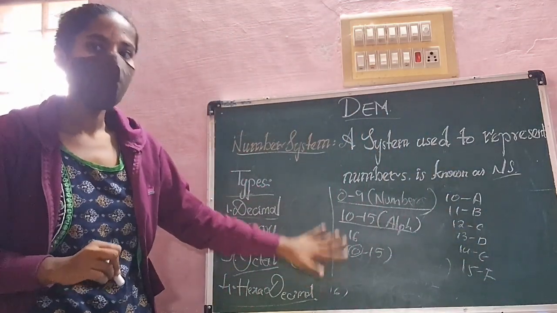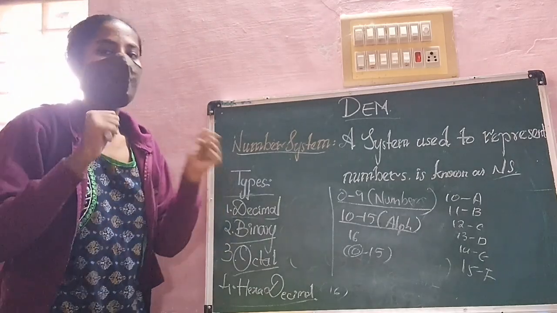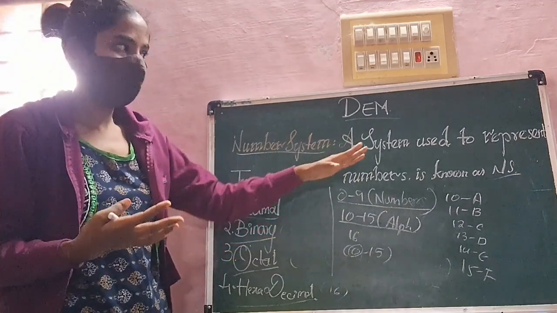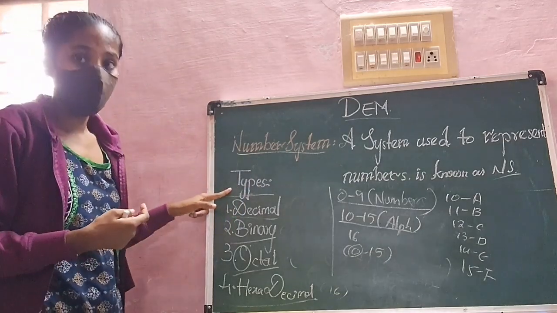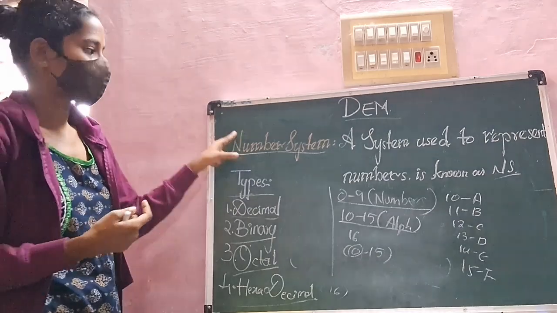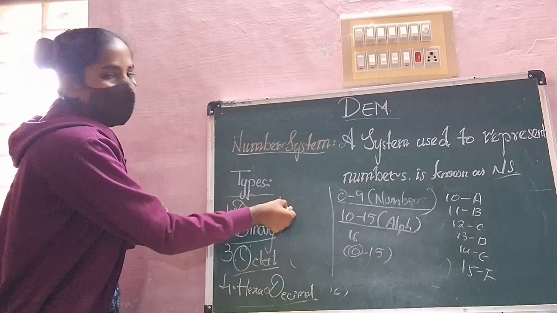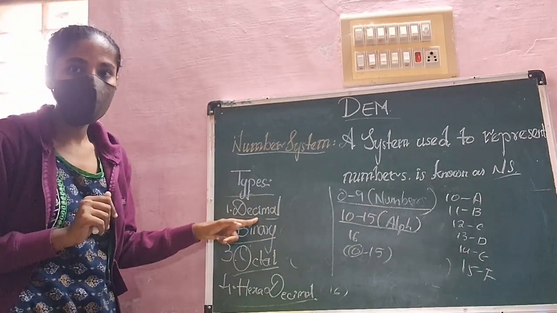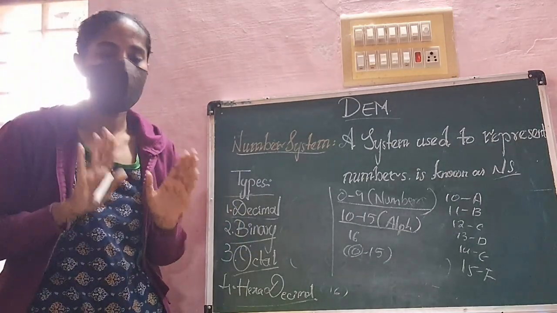This is the theory of number system. I will say it again, just a recap. What is meant by number system? A system used to represent numbers is known as a number system. Types of number system: decimal, binary, octal, hexadecimal. If it is asked for 2 marks, just write the definition and types, and explain one definition each for decimal, binary, octal and hexadecimal.